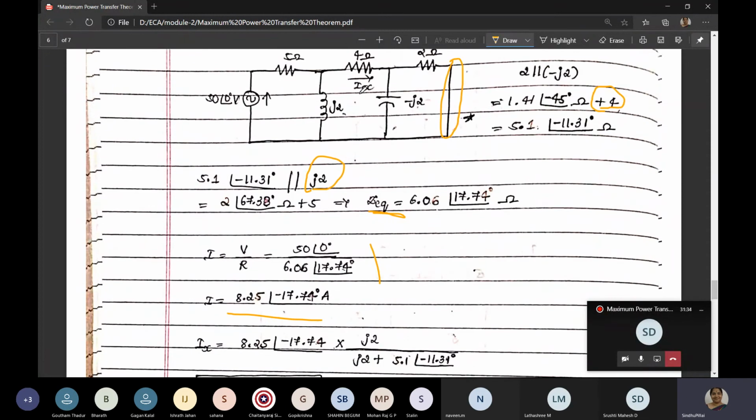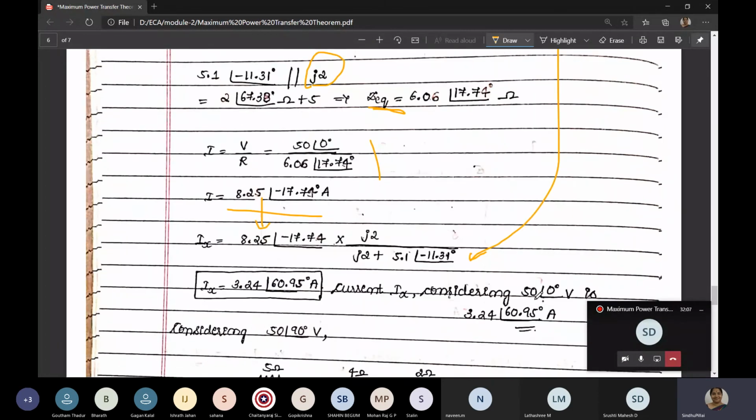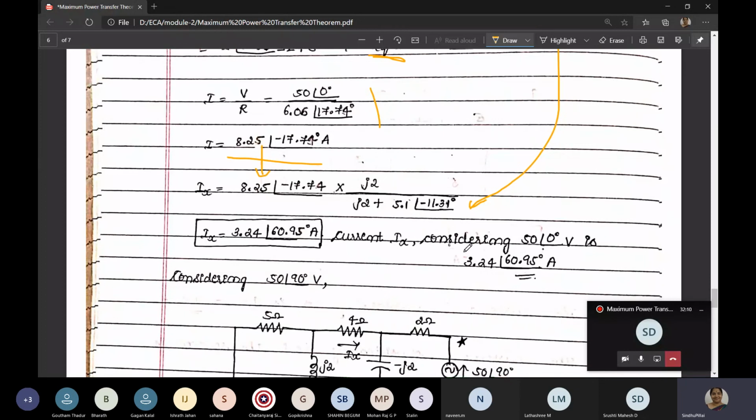How to find out the branch current now? Branch current is equal to main current, that is 8.25 at an angle minus 17.74, into resistance of the opposite branch. Opposite branch is how much? J2, divided by sum of resistances. Sum of resistance is how much? J2 plus, all these three put together, minus J2, 2 and 4 ohm, we got the answer here. That answer is substituted here. So it will become easy for calculation if you go with this formula. So you'll get the branch current. So current Ix considering 50 at an angle 0 is 3.24.